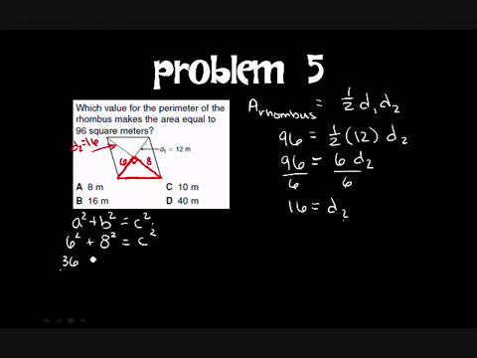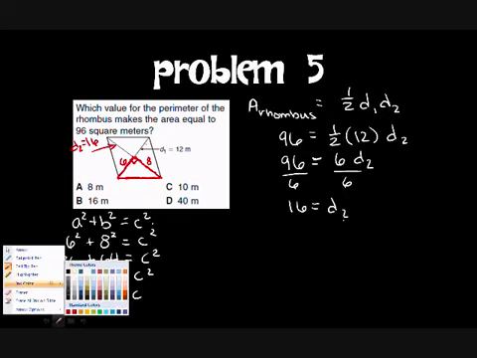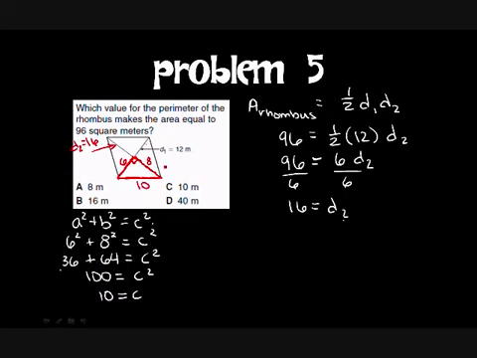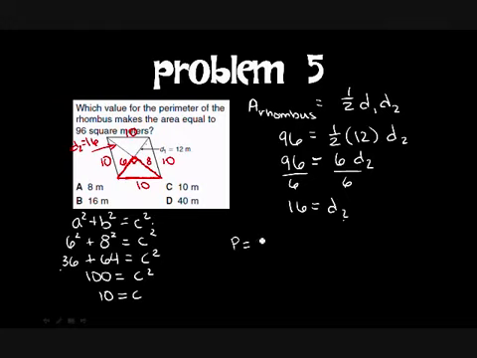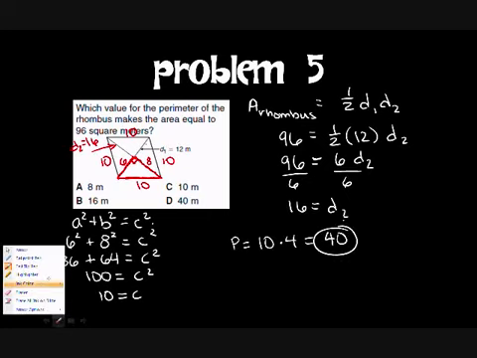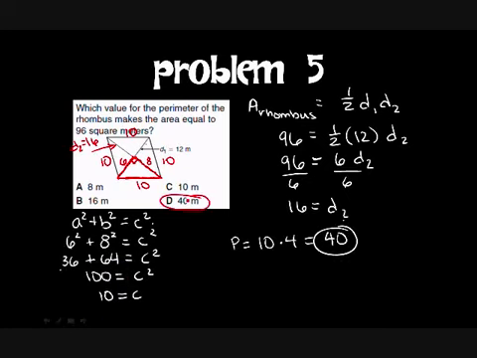6 squared is 36, 8 squared is 64. These two add up to give us 100. And so that means that c has to equal 10. So if that's 10, then since it's a rhombus, this is 10, that's 10, that's 10. And that means that our perimeter is 10 times 4, because there's 4 sides. And so it would be 40. So your answer is D.